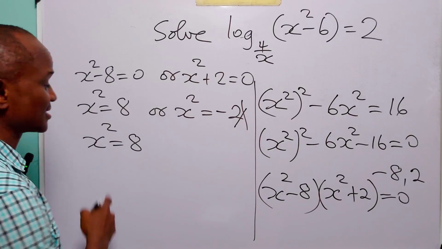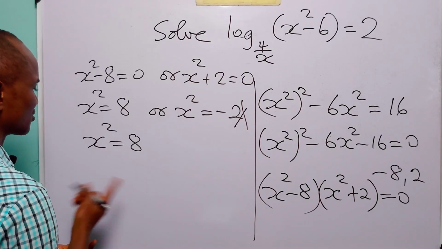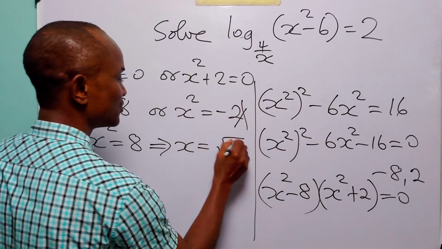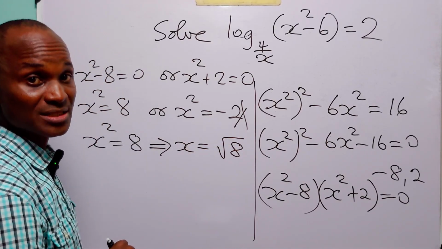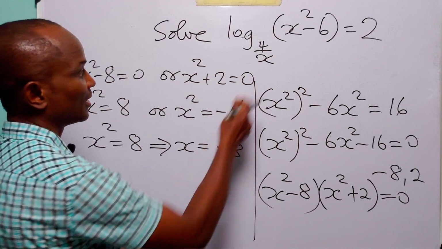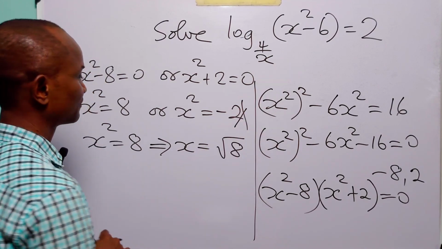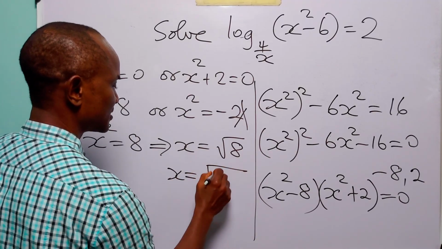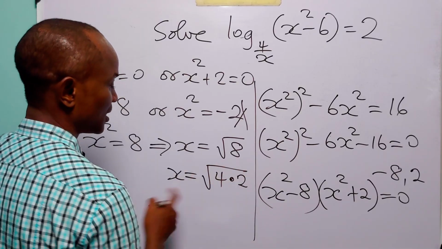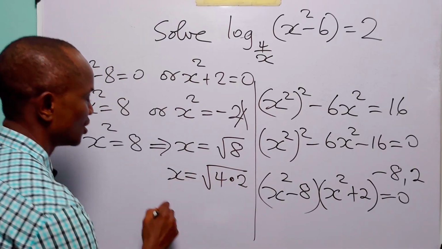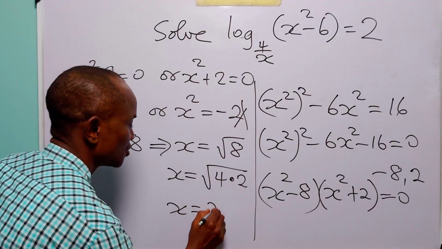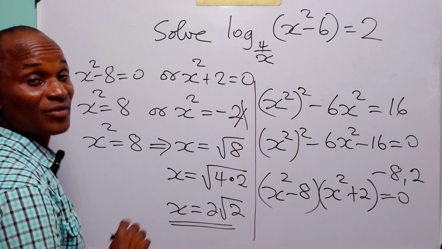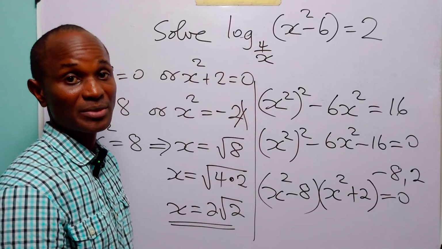To find the value of x, we take the square root of both sides of this equation. When we do that, we have that x is equal to the square root of 8, the positive square root of 8. Once more, x must be positive. And of course, we know that the square root of 8 is the square root of 4 times 2. And we know that the square root of 4 is 2. So we have that x is equal to 2 root 2. So this is the value of x that satisfies the given logarithmic equation.